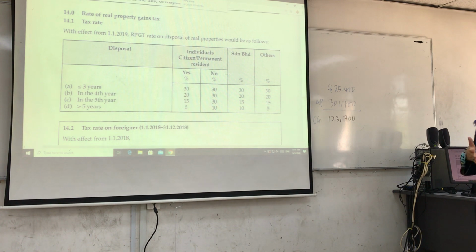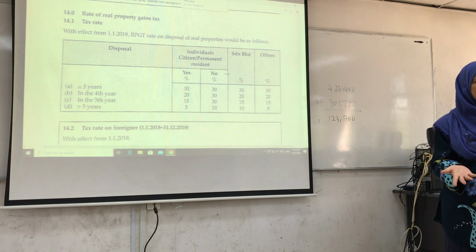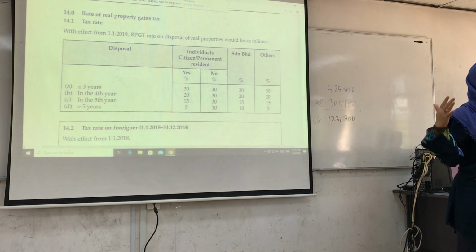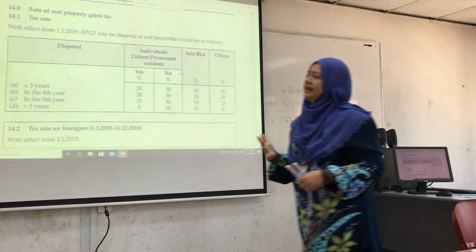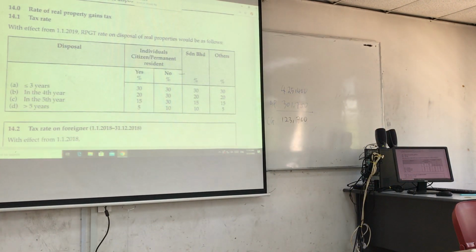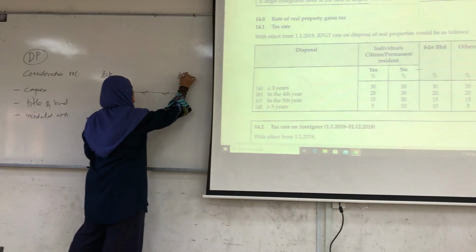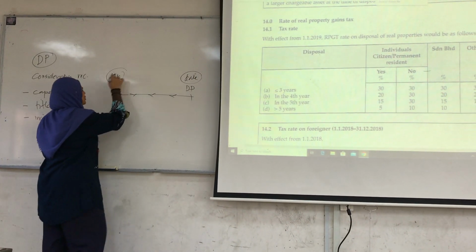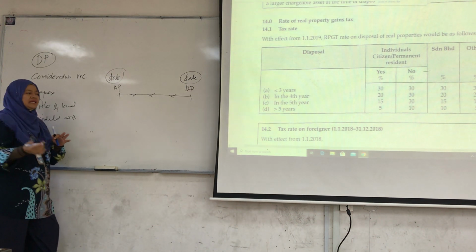So how will you know the tax rate, which one to apply? Is it within 3 years or in the 4th year? Because we are talking about holding period. So how do you decide on the holding period? Then we want to look at the acquisition date and the disposal date. Then only you know the holding period.